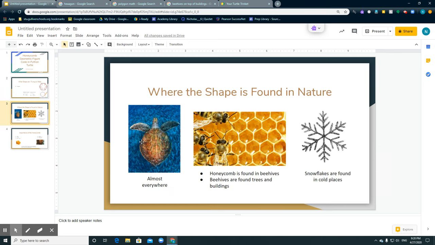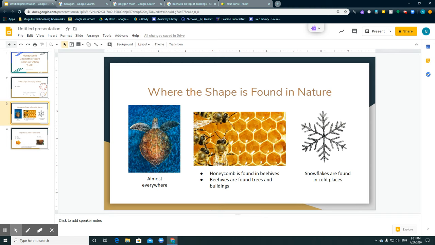Now, where's the shape found in nature? The hexagon's found many places, like this snowflake right here, which has six sides, and it's found in cold places, pretty much anywhere where it snows. And here on the shell of the turtle, you can see there are little hexagons. Turtles are found in almost every continent besides Antarctica, which is pretty cool.